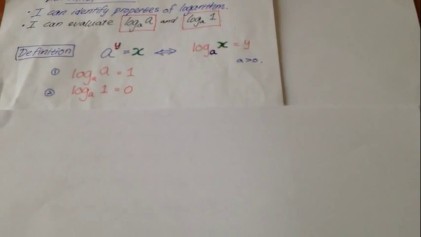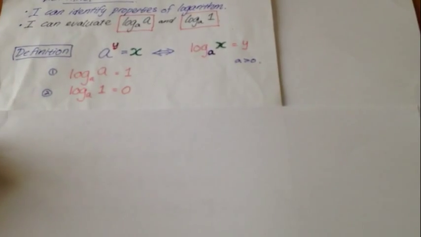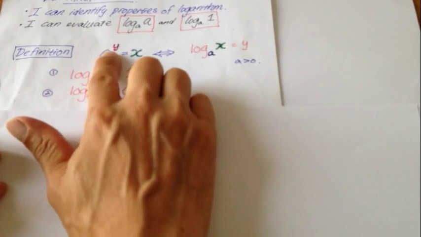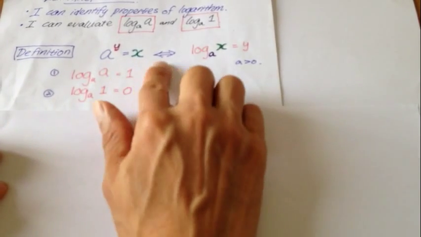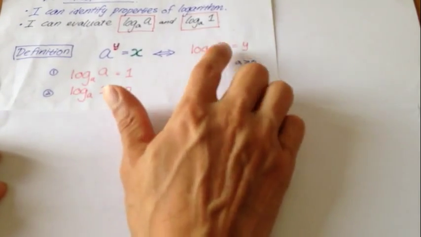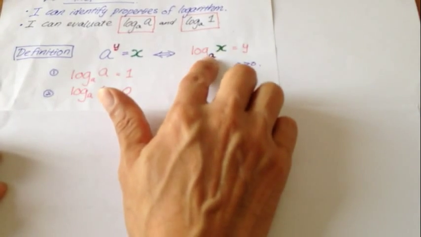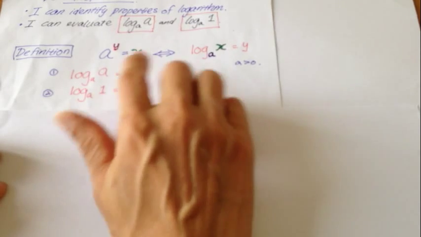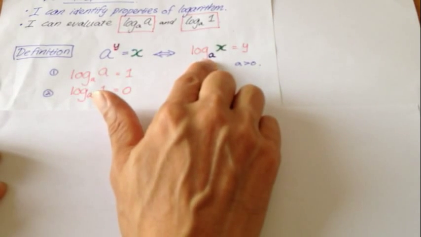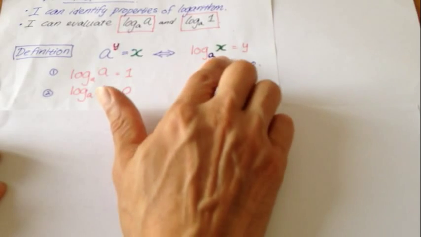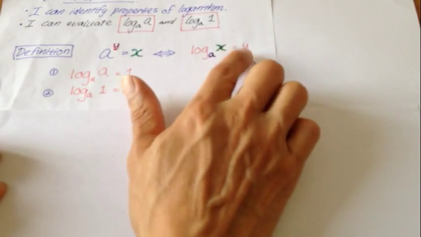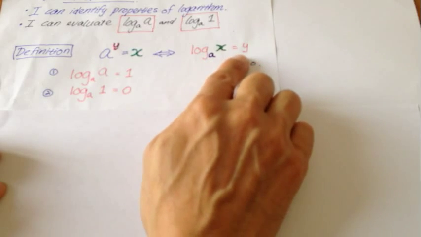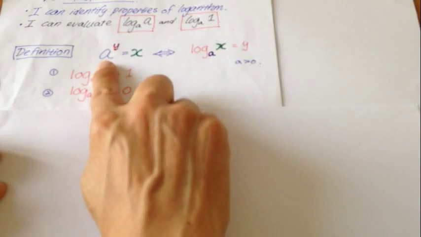Alright, let's review our definition of logarithm. For this particular thing, a raised to the power of y is equal to x can be written as logarithm x base a equal to y. Basically, logarithm is a way to ask how much a, the base, has to be raised to get x. In this case, it's the y. So the answer for logarithm is always the exponent of the base.